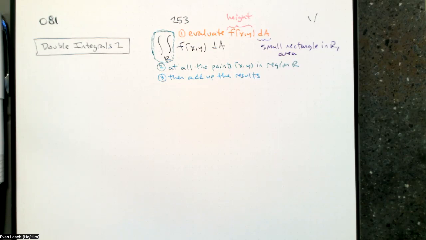We're going to evaluate this expression f of xy times dA at all the points that are listed in the double integral part. The integral part is telling us what to plug into that expression. It's where we're going to evaluate f of xy dA, and then we're going to add up the results. This is just the continuous version of breaking an area into rectangles and calculating the area with length times width. We've just upped this to the volume under a surface.